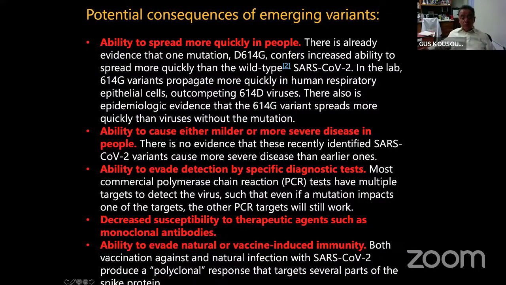Decreased susceptibility to therapeutic agents such as monoclonal antibodies. Obviously, if you have targets of monoclonal antibody therapy, which President Trump was treated with, there is that area where a single amino acid change could really knock out the monoclonal antibody therapy fairly easily, and the ability to evade natural or vaccine-induced immunity.